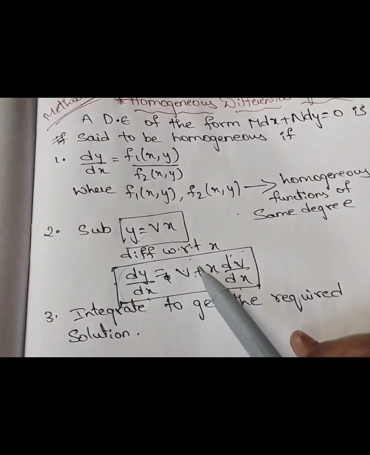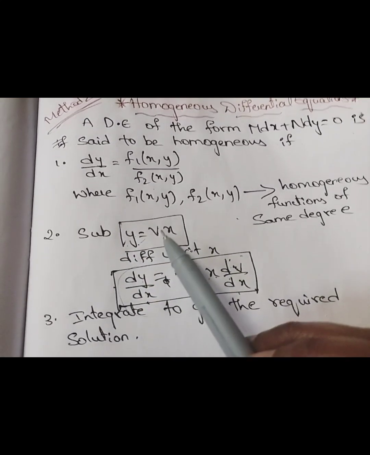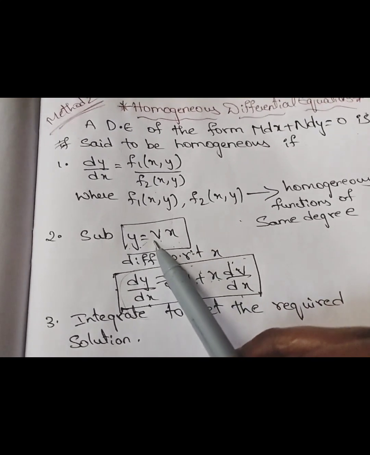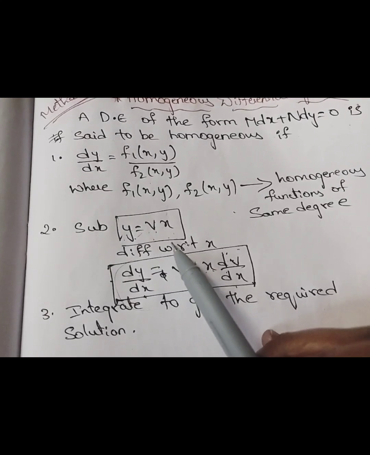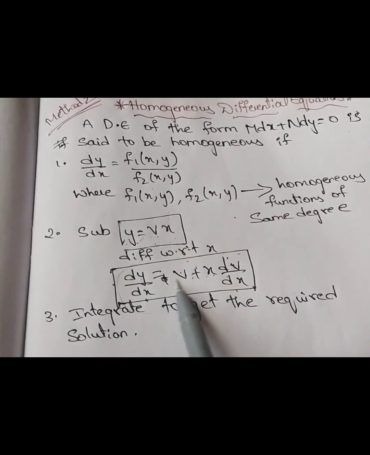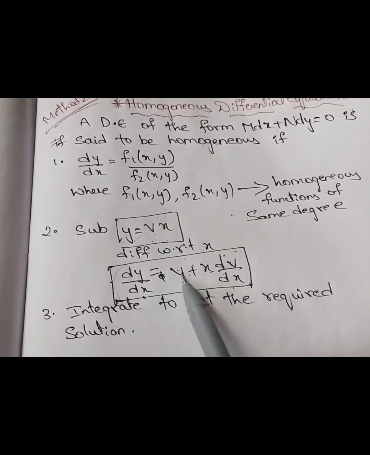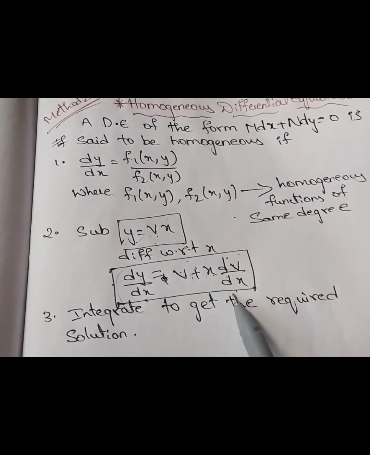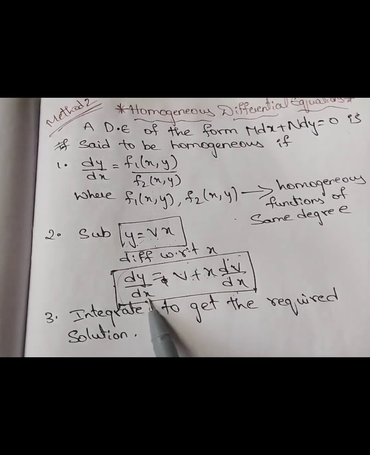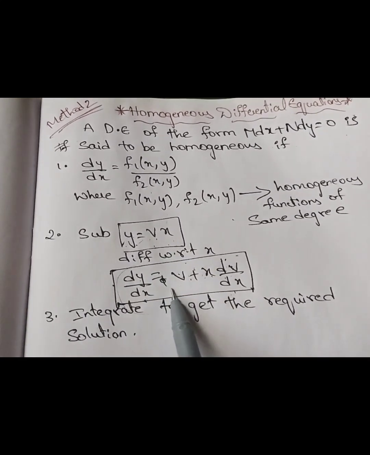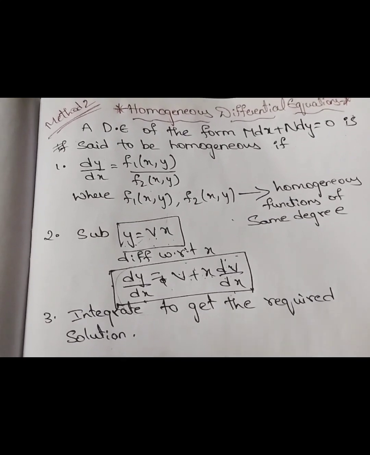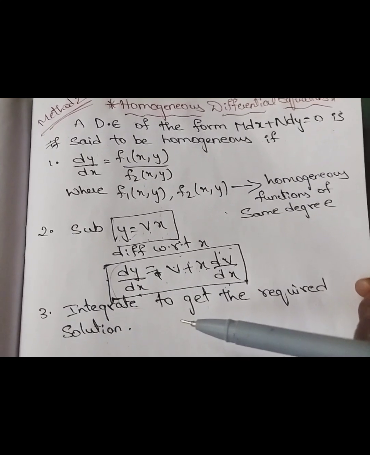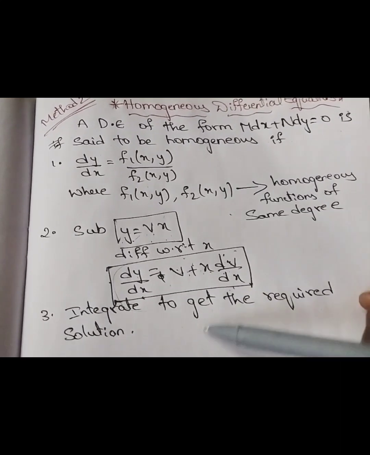If you differentiate y with respect to x, you get dy by dx, and on the right you are differentiating v and x with respect to x. So you can apply the uv rule, which gives u v dash plus v u dash. Here v is treated as a constant while deriving x, so v into 1, plus x as a constant times the derivative of v with respect to x, which is dv by dx. Finally you get this. Once you substitute these things, you have to integrate to get the required solution. This is the process involved in solving differential equations by using the homogeneous method.